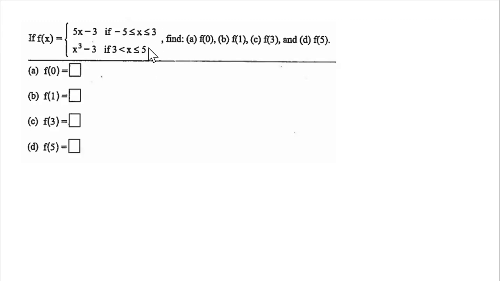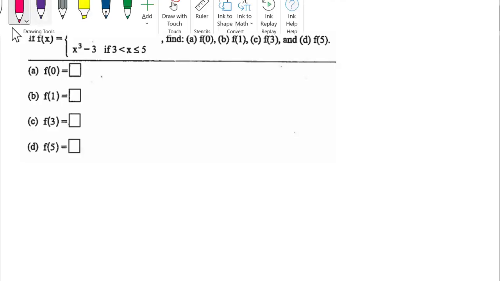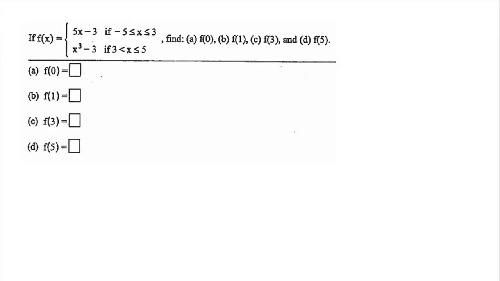So, where do we find out which equation to use? Well, it's going to be what's in the function, so it's saying f of 0. If it helps you, I would just draw a graph, just draw a line here. For the first one, we can be from -5, and I would do a bracket, so -5 and +3 for the first one.